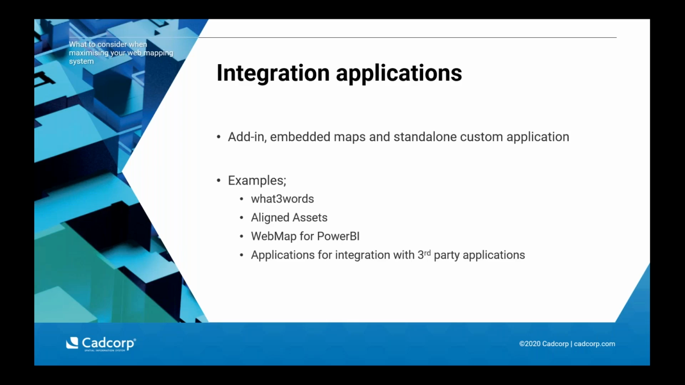Some of the examples we'll look at in a bit more detail are linking to what3words. So we link to the what3words API, which enables you to type in the three words of your location or retrieve the three words from a location on the map. Then there's Aligned Assets, their single point gazetteer. We've got many customers who have linked CADCORP sys web map with Aligned Assets, and there are a few different ways in which those applications integrate, which is utilized widely.